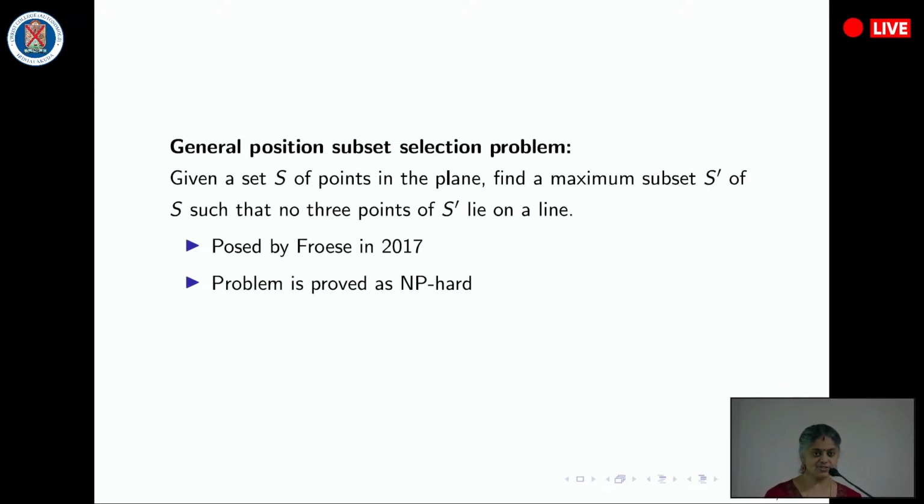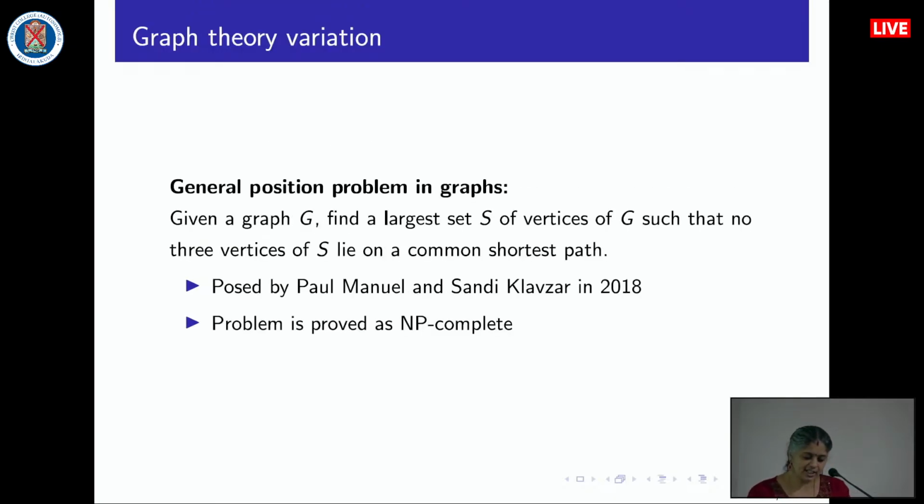Immediately after this extension to the plane, in 2018, Paul Manuel and Sandi Klavžar introduced a graph theoretic version of the same. As you can guess, instead of a plane and a set of points, we are considering a graph G, and we are considering a largest set S of vertices of G such that no three vertices lie on a common shortest path.